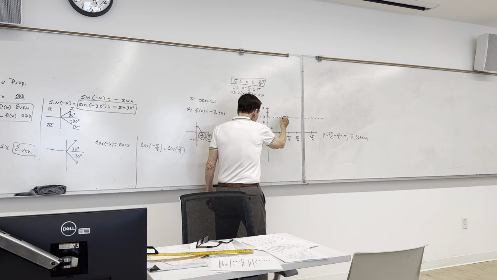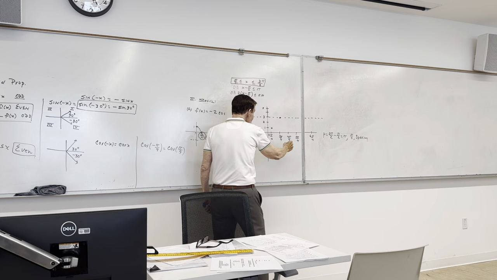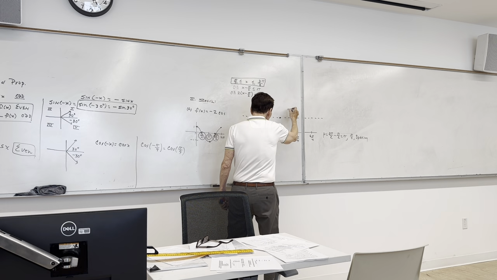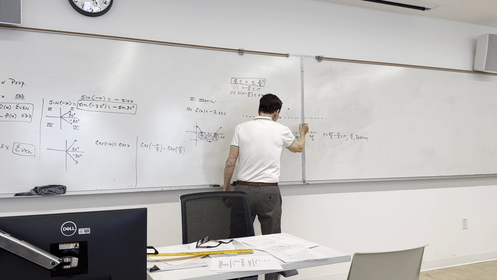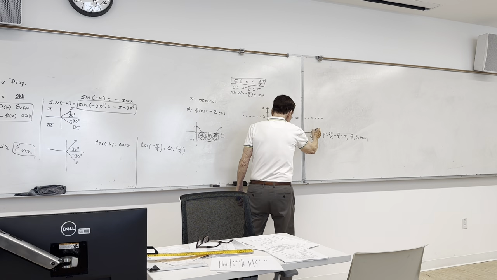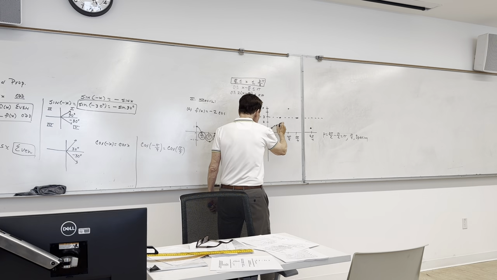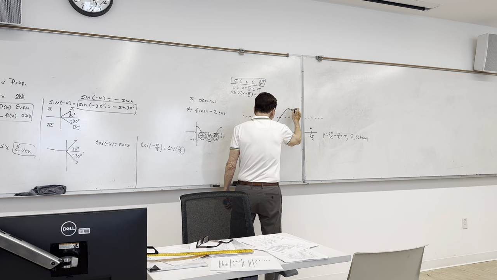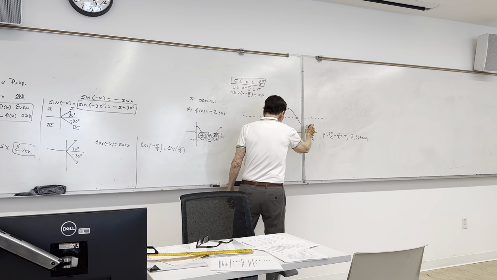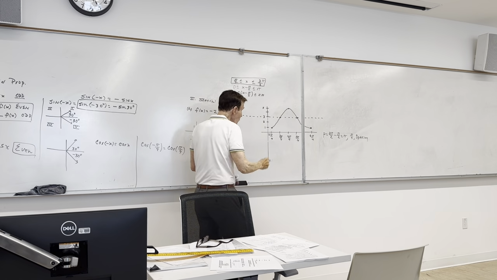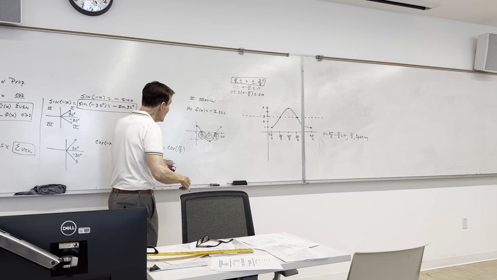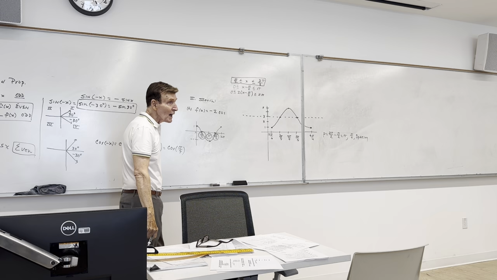3 pi over 4 on the axis. 4 pi over 4, 5. 5 pi over 4, back on the axis. 6 pi over 4, and we're back down to 1. And this is a rough sketch of one cycle of that function.